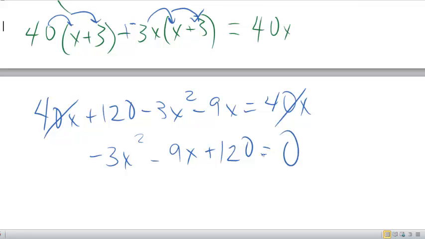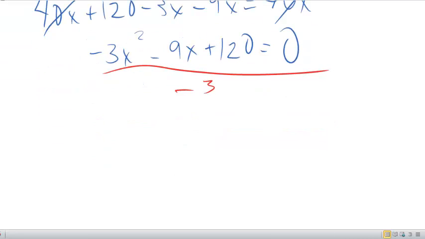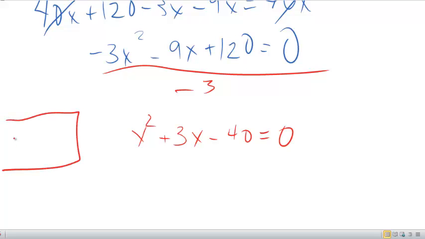I don't want to factor that as is. So let's see, I've got a common factor in here. Let's divide the whole thing by negative 3. Since I'm dividing absolutely everything by negative 3, I'm not changing the value. So negative 3 over negative 3 gives positive x squared plus 3x minus 40 equals 0. Okay, so I'm trying to solve for x, and in order to do that, I need to factor. I'm putting it in my factor box just to organize my thoughts.